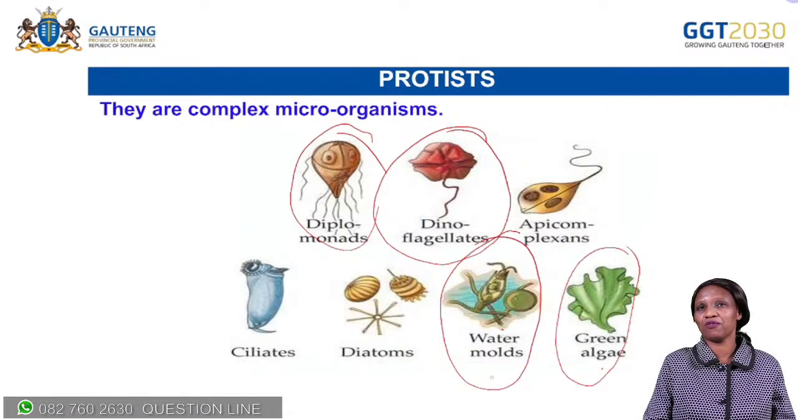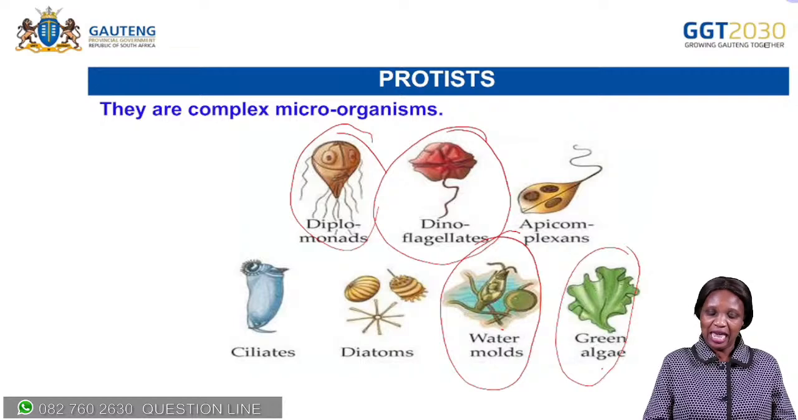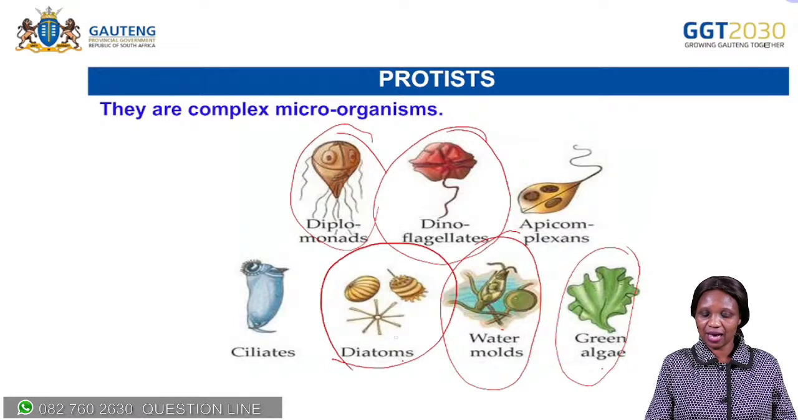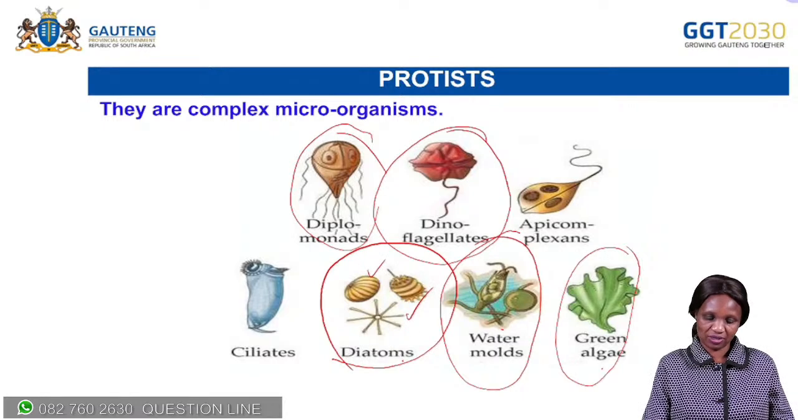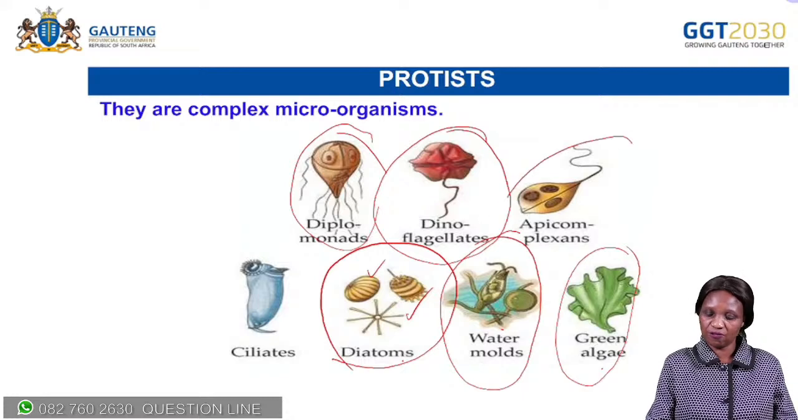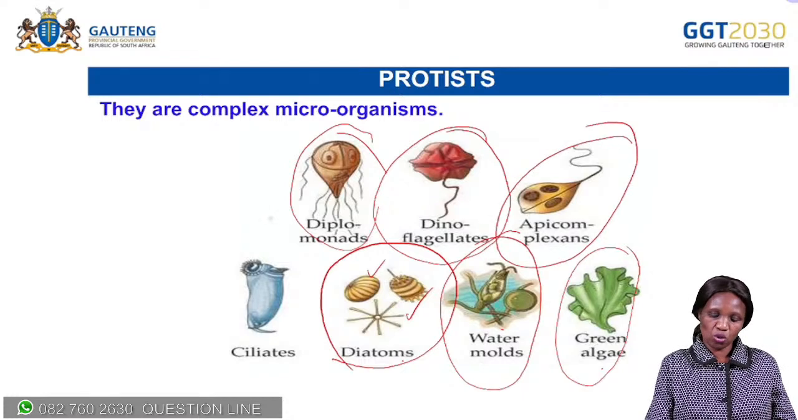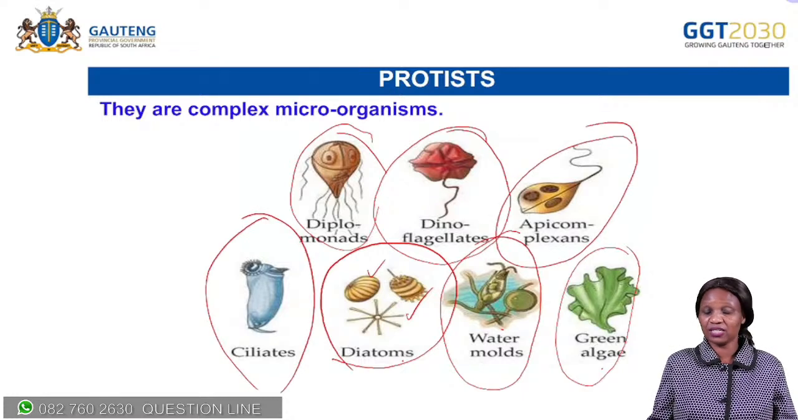Just look at the shape of it. Okay. And then we've got diatoms. These are diatoms. Look at the shape of the protists. Okay. We've got different types. We've got all these. There are different types of what?